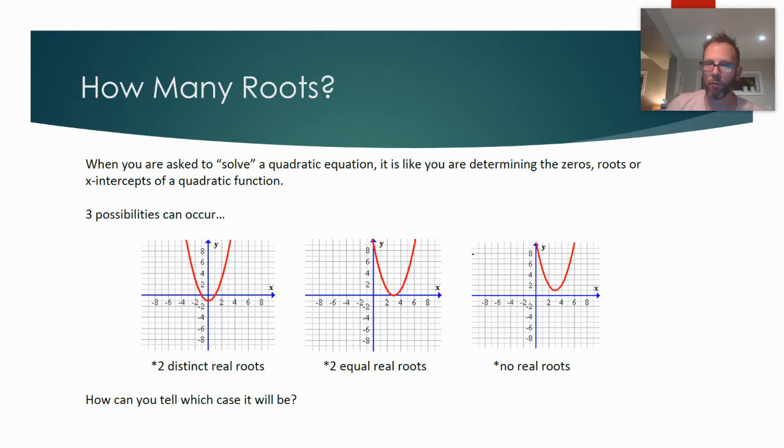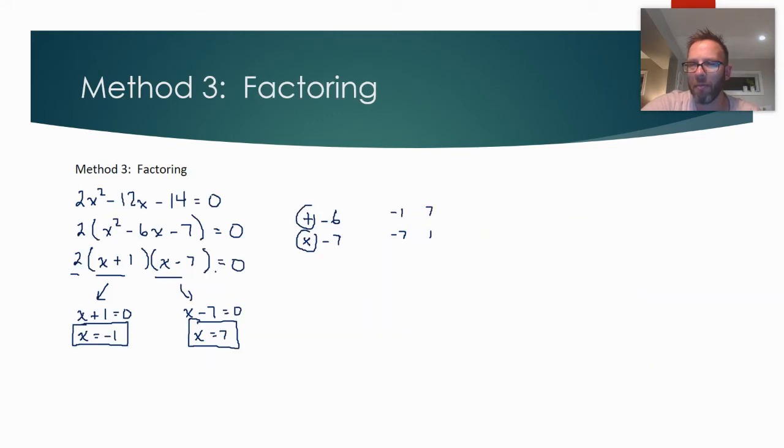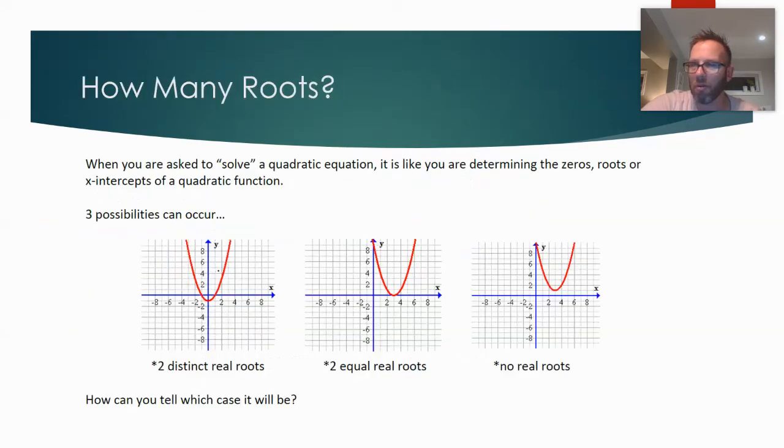For parabolas, there's three possibilities, right? A parabola can have two x-intercepts. Remember our previous question? Our previous one had two x-intercepts. So when we solved that equation, we got two values, right? But does every parabola have two x-intercepts? Well, no. Some parabolas have just one x-intercept, where that x-intercept is the vertex.